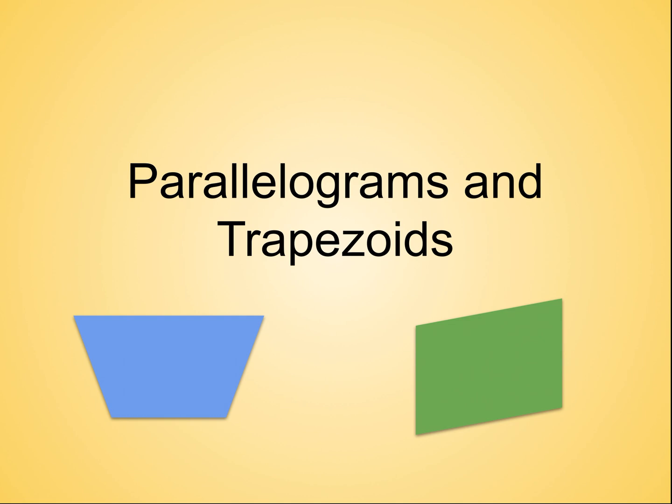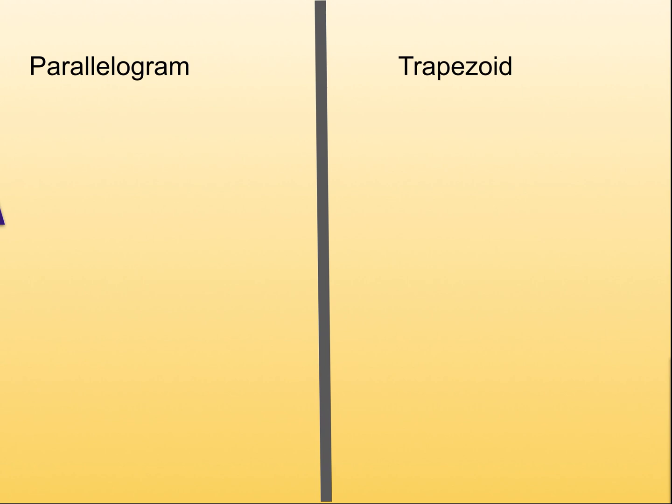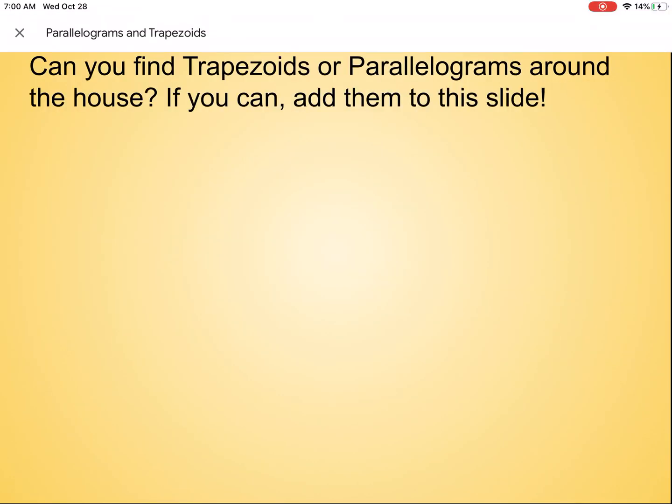Whereas the green parallelogram, if you look at the opposite sides, like the top and the bottom, they are parallel. They will never run into each other. And if you look at the left and right side, they're also parallel and will never run into each other. So in this week's work, we're going to look at parallelograms and trapezoids.